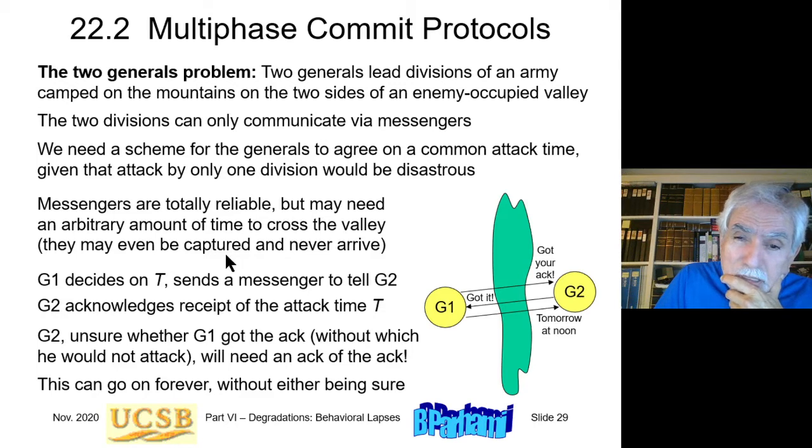Of course, once the number of acknowledgements exceeds a certain number, let's say if you do this for 10 rounds, then it's extremely unlikely that the two generals are not both aware of the attack time being tomorrow at noon. So from a practical standpoint, you really can stop after a few rounds of acknowledgement. Practically, that's enough. So what's the practical relevance of this problem?